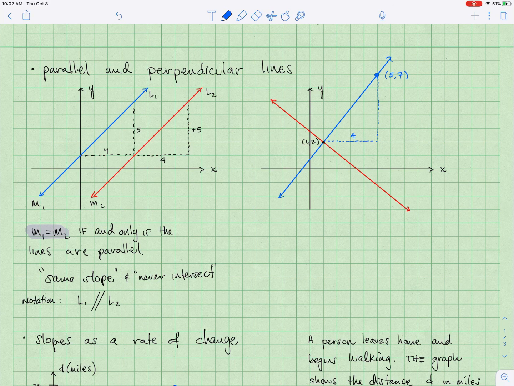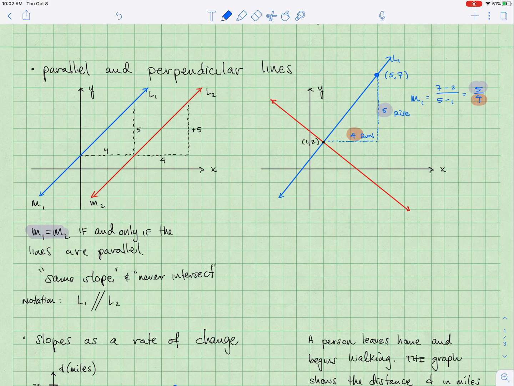This looks like it has a run of 4, a rise of 5, and if I call this L1, then M1 is, if we do the direct calculation, y2 minus y1 over x2 minus x1, which is 7 minus 2 over 5 minus 1, which we get as 5/4, which is definitely related to what we counted out. The rise is 5. The run is 4. So this was the rise and the run.